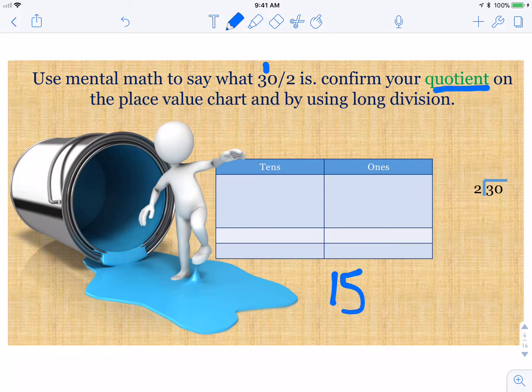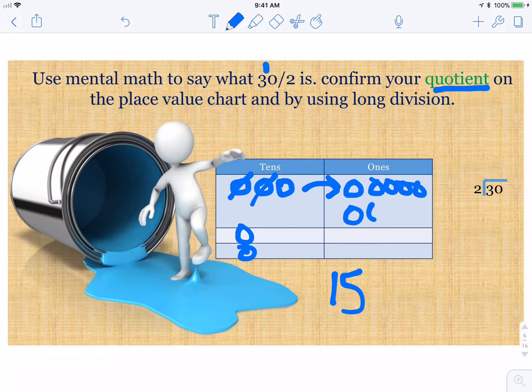Let's look at the place value chart and see if we're correct. So we have 30. That would be the same as 3 10s and no 1s. Divide by 2. 1, 2. Can't do this, so we're going to move it over here. 10. 1, 2, 3, 4, 5, 6, 7, 8, 9, 10. Well, we already know that we have 2 rows of 5. 1, 2, 3, 4, 5. 1, 2, 3, 4, 5. So 30 divided by 2 is 15.